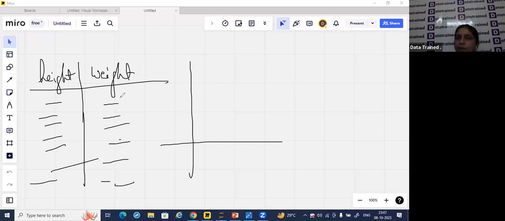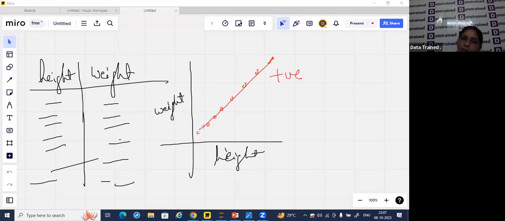So if I start plotting these height and weight values with the help of regression or a scatter plot, I can do that. If I'm getting the values in this way, what does it mean? I will say that there is a positive relationship between height and weight. With increase in height, there is a corresponding increase in weight also.